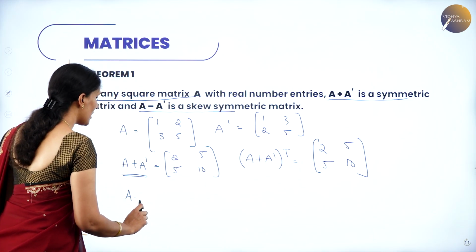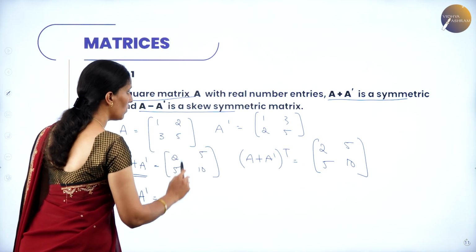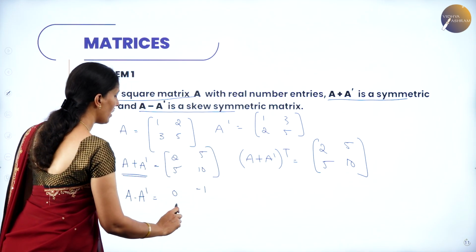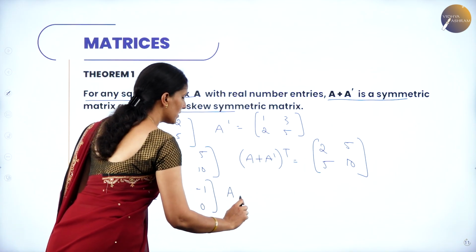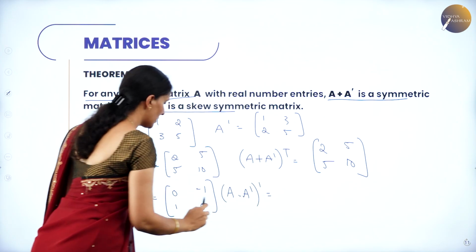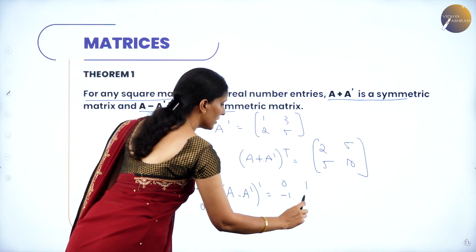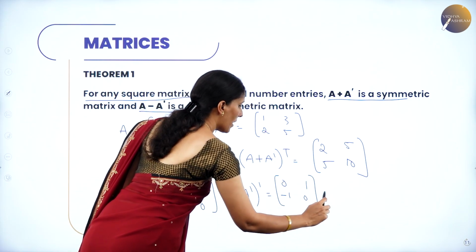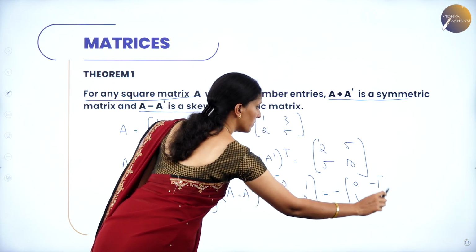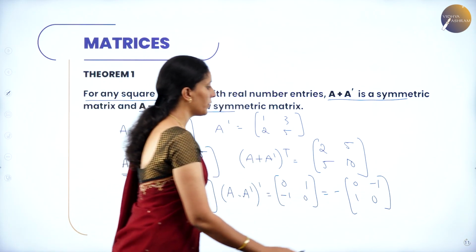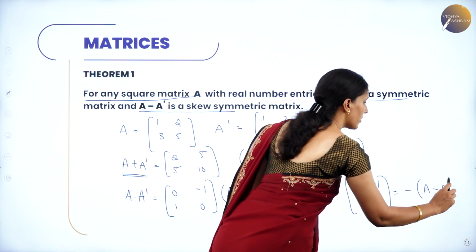Now let's see A minus A dash or A minus A transpose. 1 minus 1, 0. 2 minus 3, minus 1, 1, 0. Let me take the transpose of this matrix. So this is 0, 1, and here minus 1, 0. If you take minus outside, it is 0, minus 1, 1, 0. So that is equal to minus of (A minus A transpose).